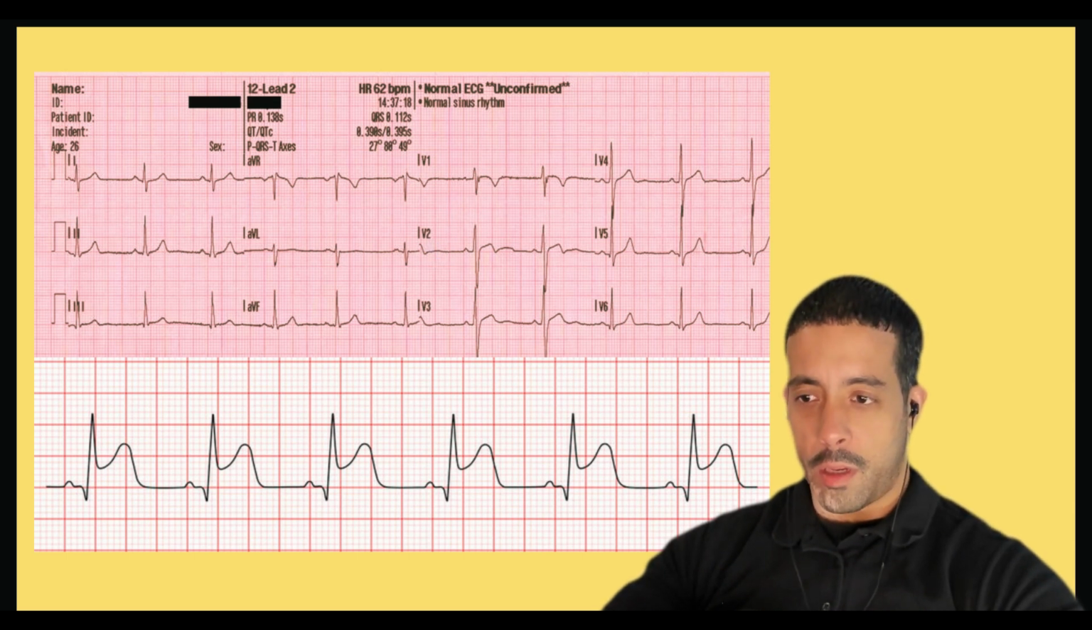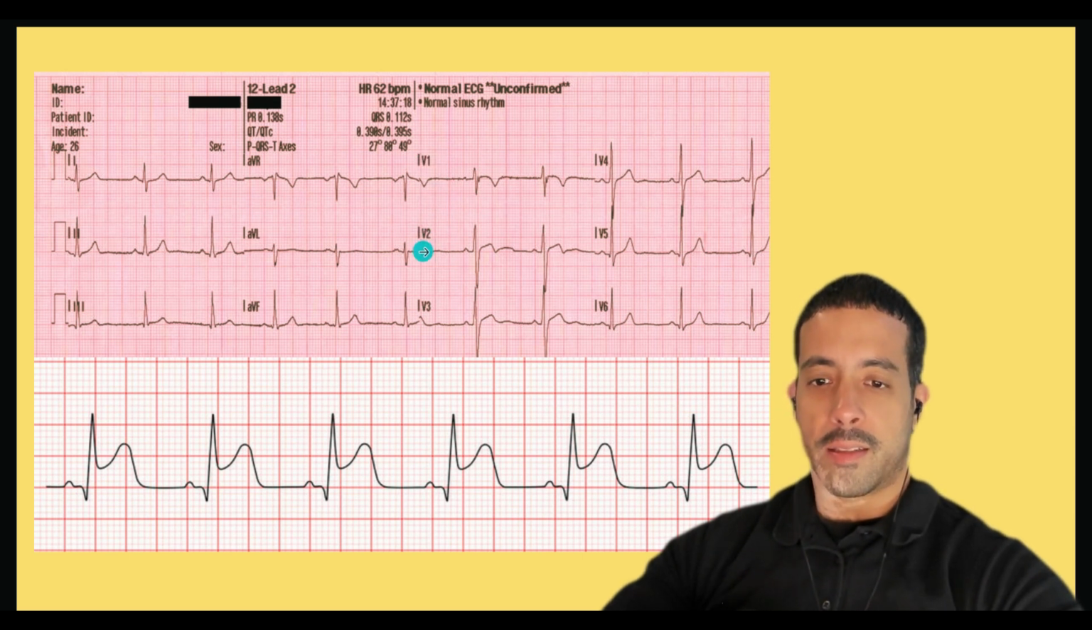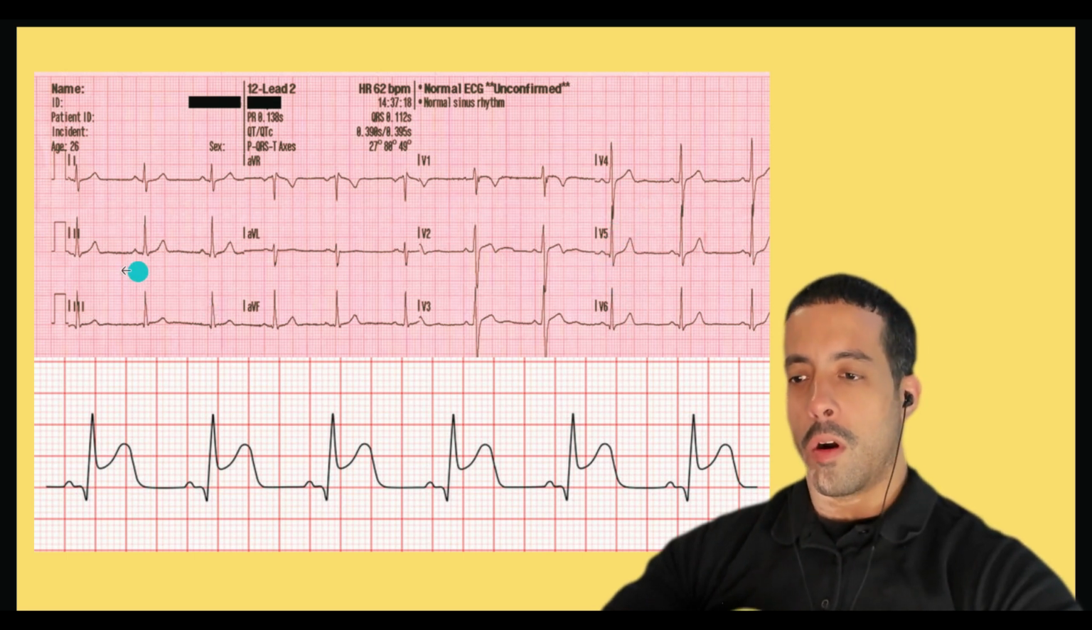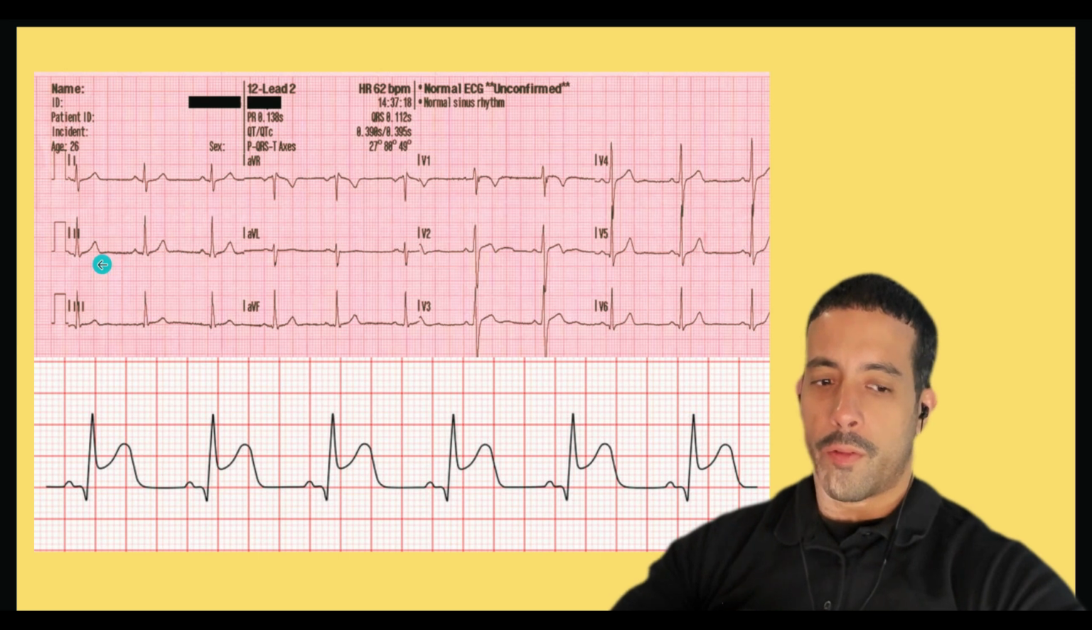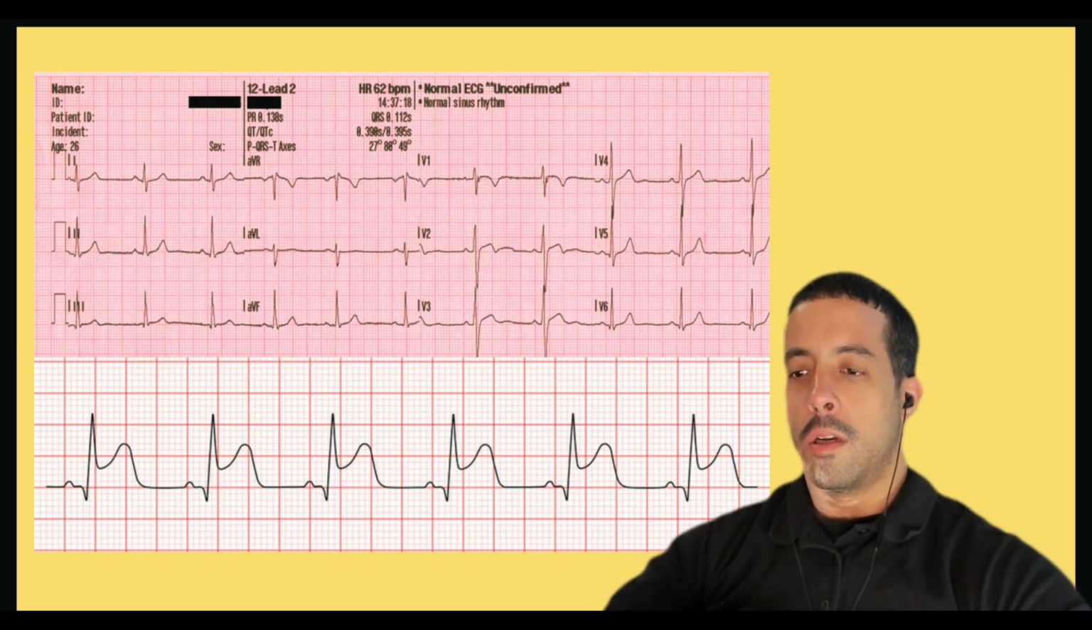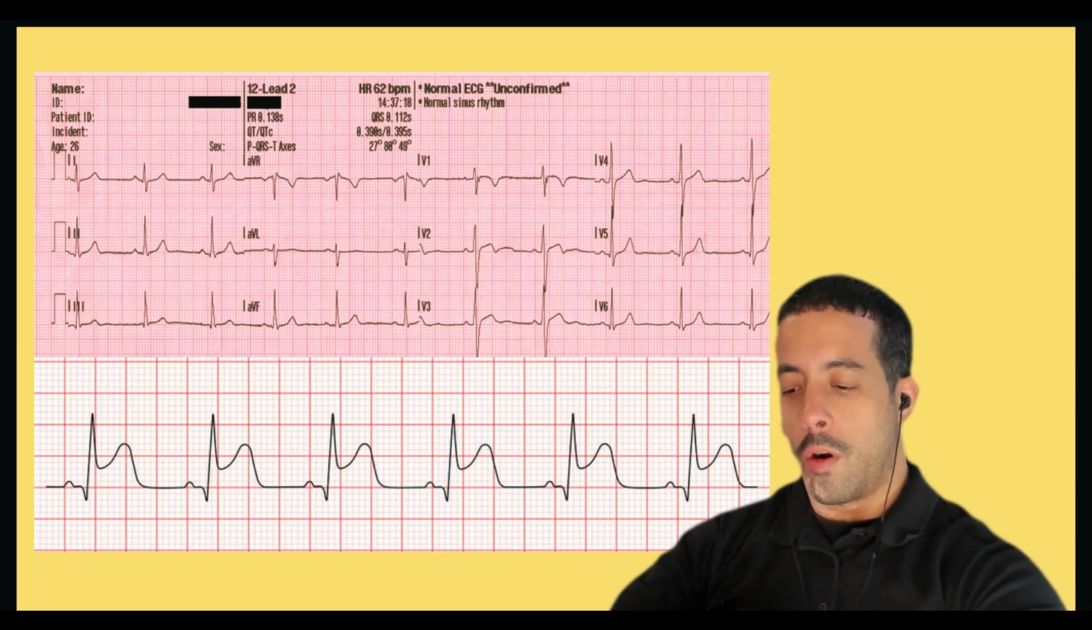But if you find it on two contiguous leads, then that's an automatic indication of an ST segment elevation MI, a STEMI. If it happens in V1 and V2, that's a STEMI in the septal part of the heart. If it happens in V3 and V4, that's a STEMI in the anterior part of the heart. If it happens in V5 or V6, that's the lateral part of the heart. And 2, 3, and AVF, then that is the inferior part of the heart.